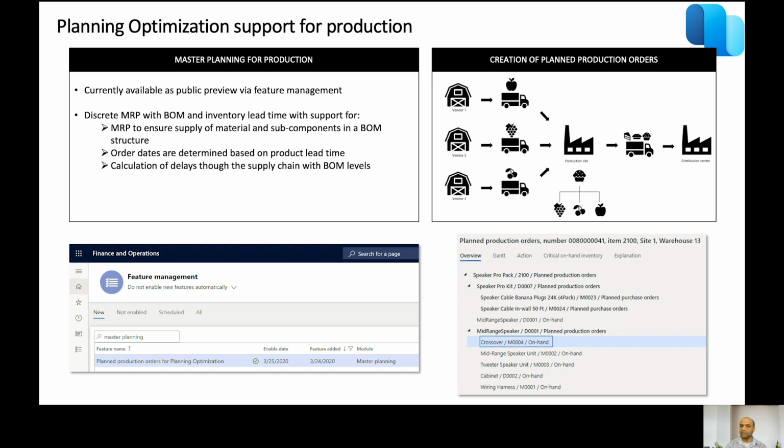So that's at a high level in terms of the planning optimization. If you haven't looked at it, I would highly recommend that you take a look at this so that you can take advantage of the real-time supply planning capabilities and the recommendations that the system can provide instead of the batch-based system that you are used to.